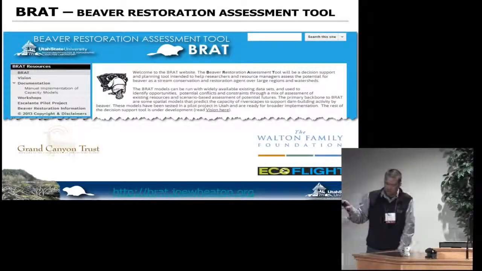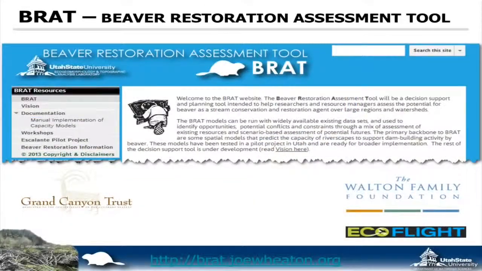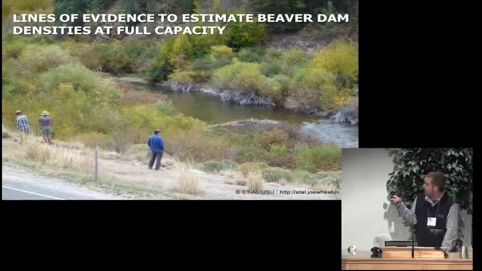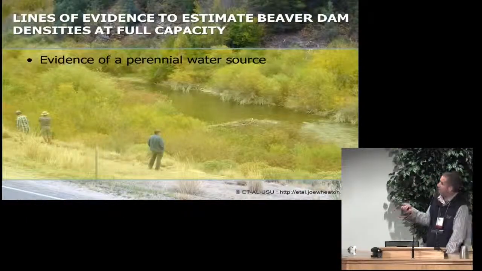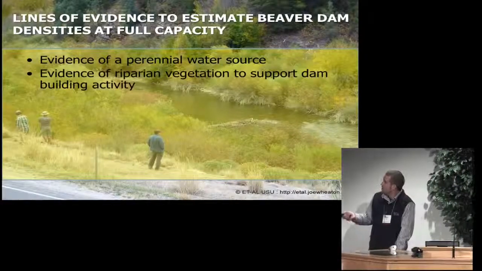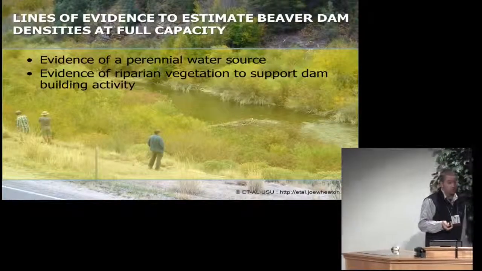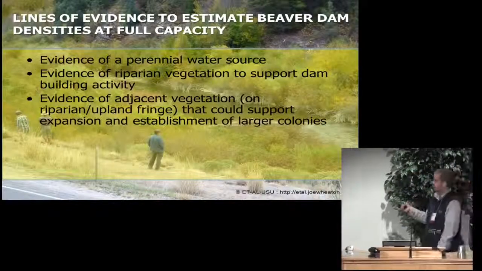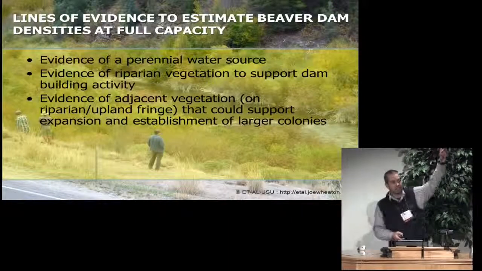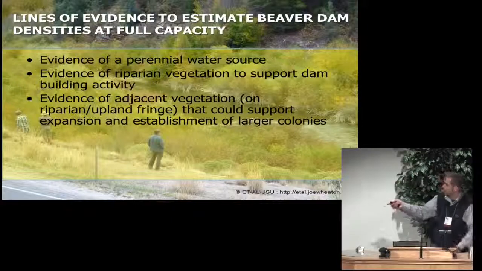The Grand Canyon Trust and Walton Family Foundation, Mary O'Brien, and us got together and did a pilot project to build these capacity models and put this into a tool that we call BRAT, the Beaver Restoration Assessment Tool. The lines of evidence that we use are evidence that there's water, which we infer from nationally available hydrologic data sets; evidence of riparian vegetation to support dam building activity; and evidence that there is enough adjacent vegetation, not just stuff right down in the riparian, but those chocolate bars up on the slopes of aspen that we were talking about.